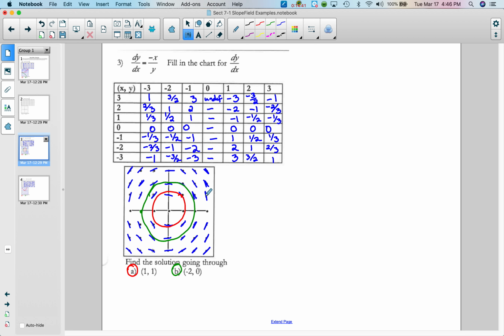What I'm going to have you do is just a couple problems on the homework portion of this worksheet. And I'll post that on Google Classroom.